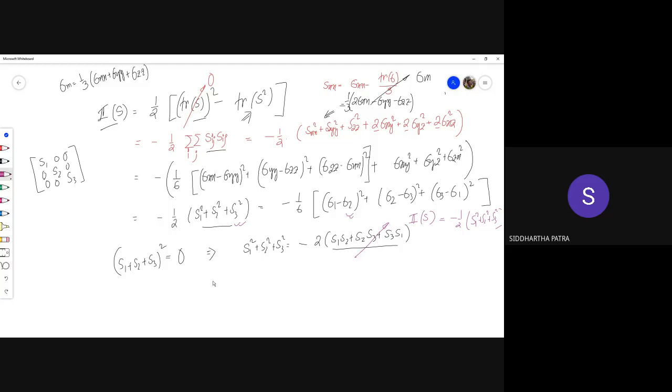So instead we take something called J2. So J2 is minus I2 of S. You see it's not J2 of S, it's just J2, which represents the negative of the second invariant of S.